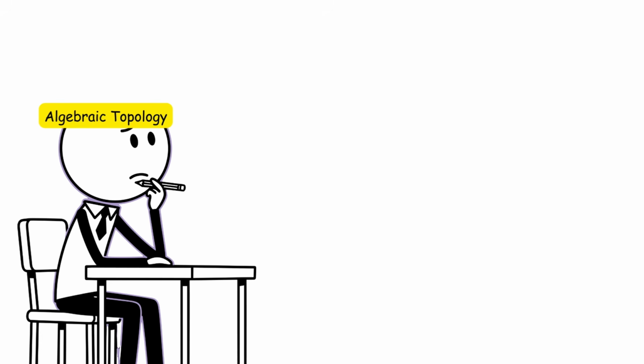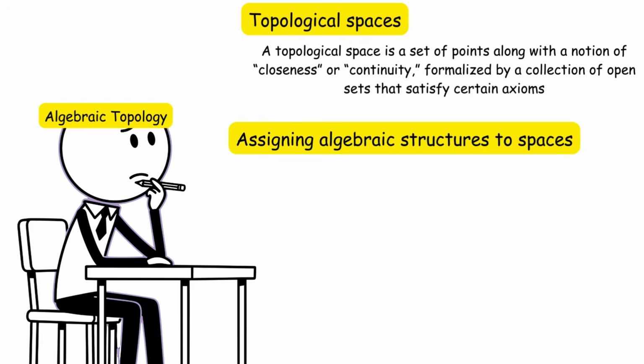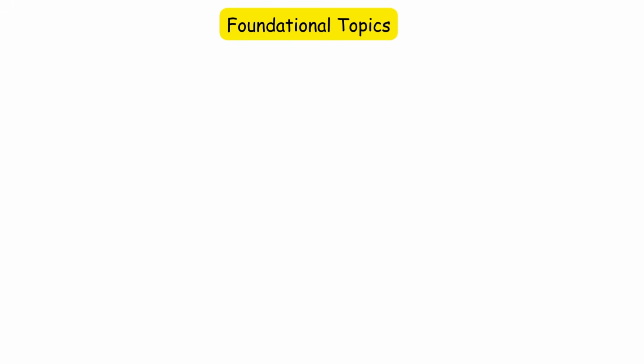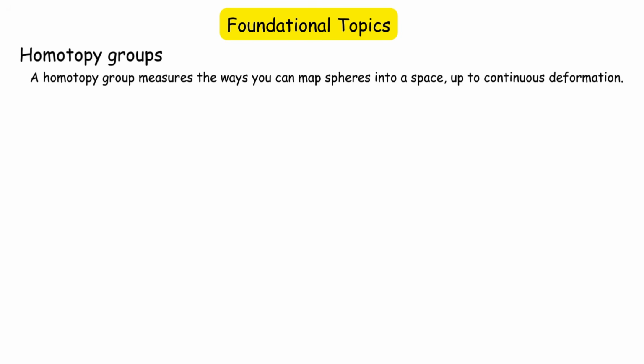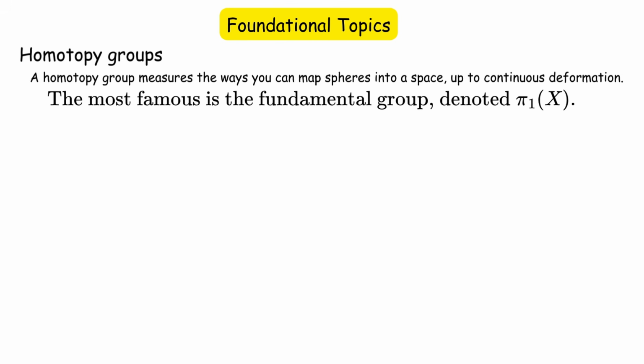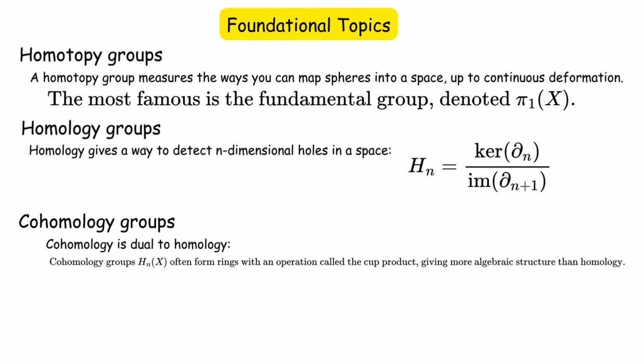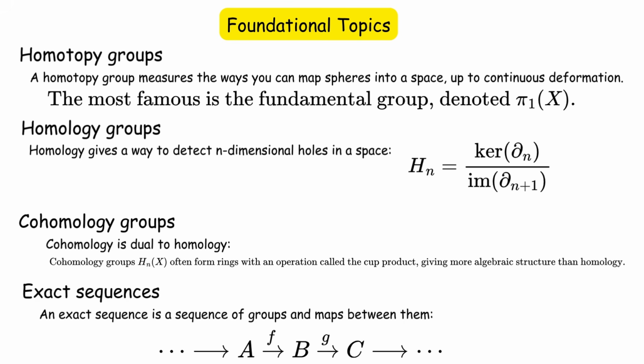Algebraic topology uses algebraic structures to study topological spaces, assigning groups, rings, or modules to spaces in ways that preserve topological equivalence. Among its central constructions are homotopy groups, particularly the fundamental group pi sub 1, which captures loops in a space, homology groups, which measure n-dimensional holes and are computed through chain complexes, cohomology groups, dual to homology and forming ring structures, and the exact sequence, a powerful tool for computing invariants.